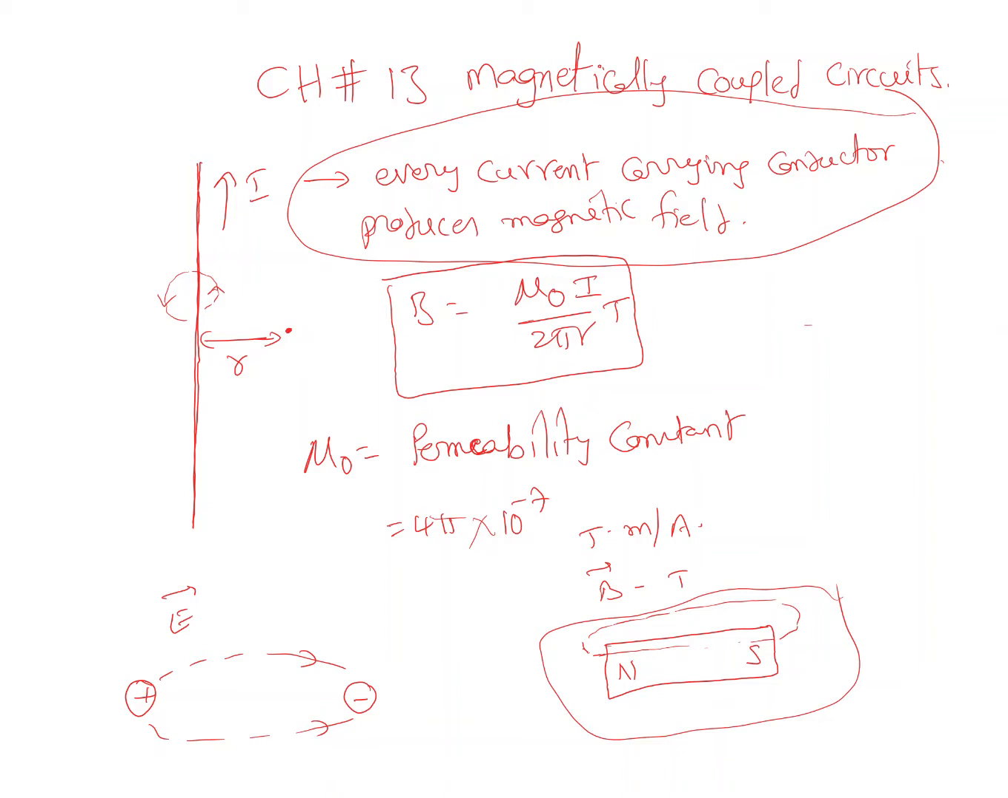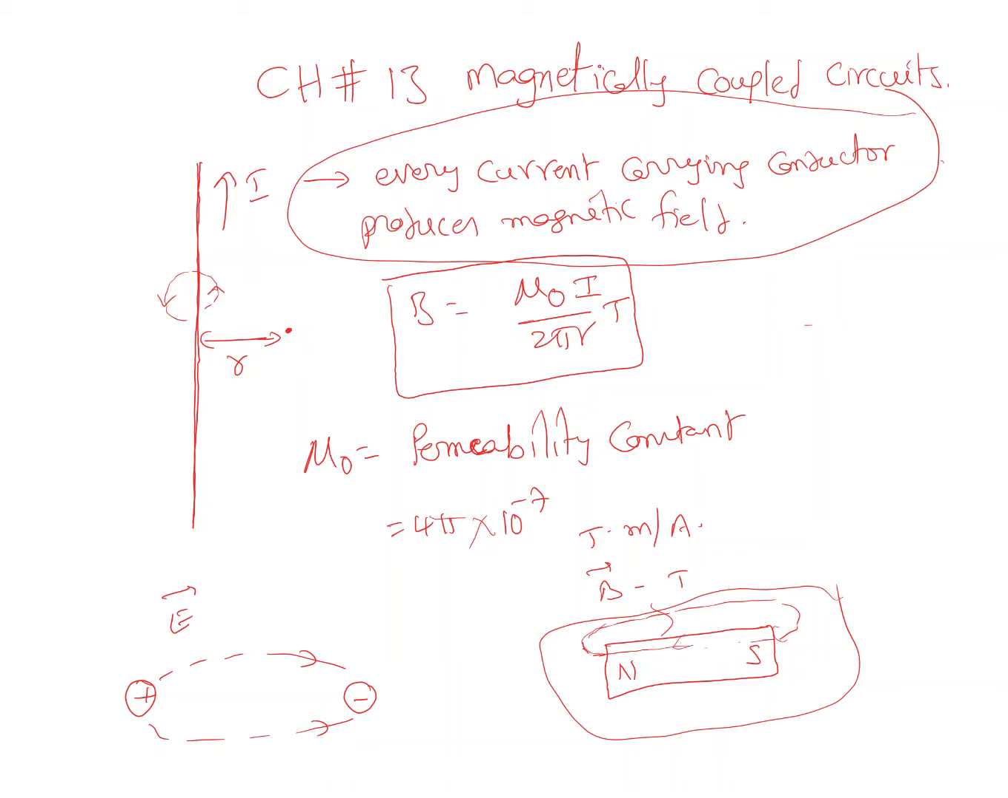There are two fields. One is the electric field, another one is the magnetic field. What is the difference between those two? Electric field always starts at positive and ends at negative, whereas the magnetic field is always a closed path. It comes out of the north pole and goes into the south pole, and there is a magnetic field inside that magnet too. So it's a closed loop.